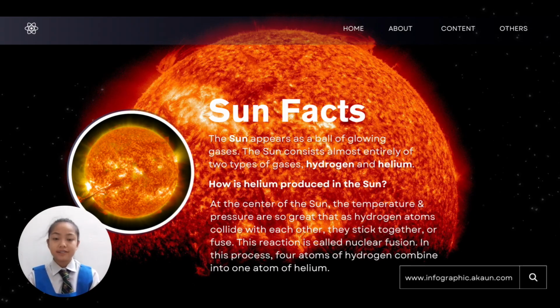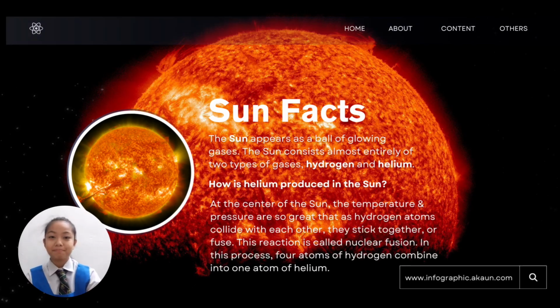At the center of the sun, the temperature and pressure are so great that as hydrogen atoms collide with each other, they stick together or fuse. This reaction is called nuclear fusion. In this process, four atoms of hydrogen combine into one atom of helium.